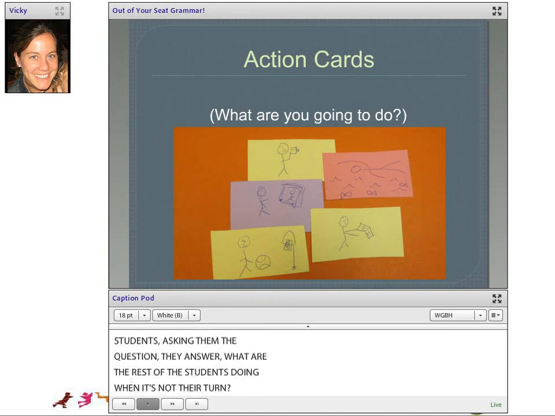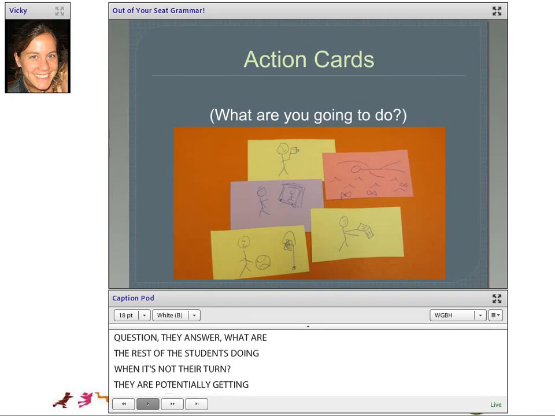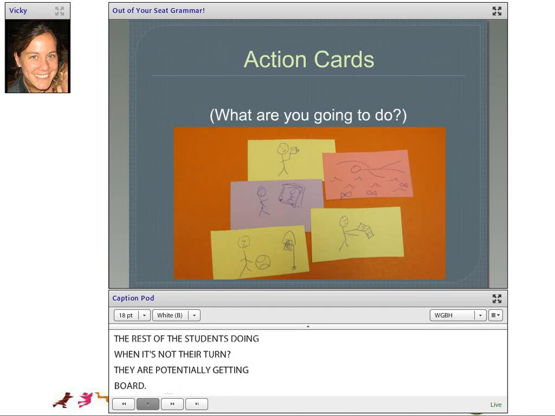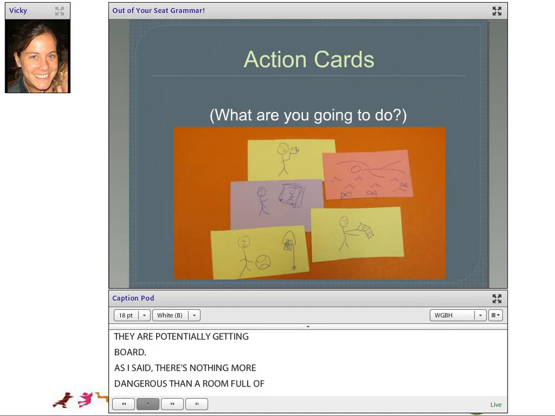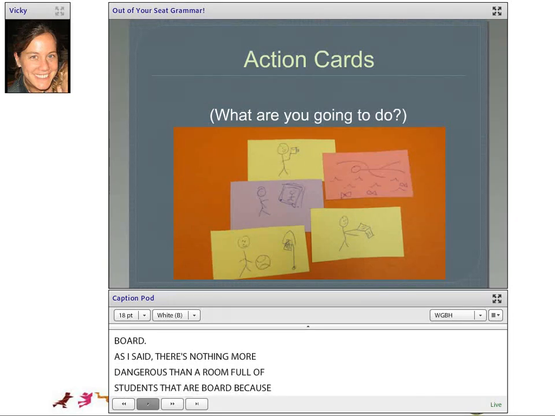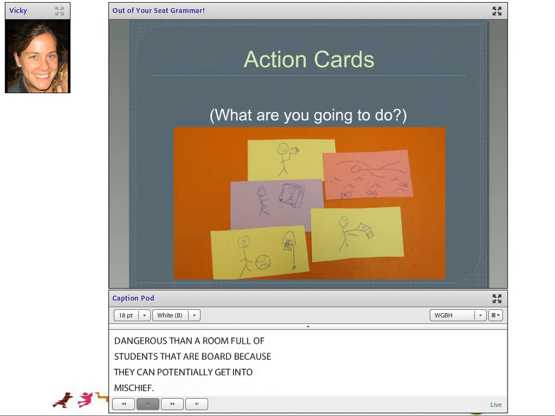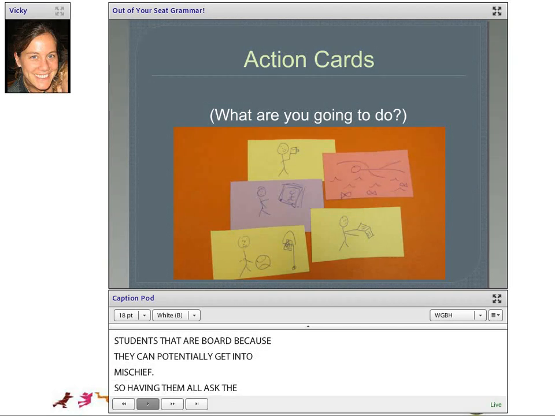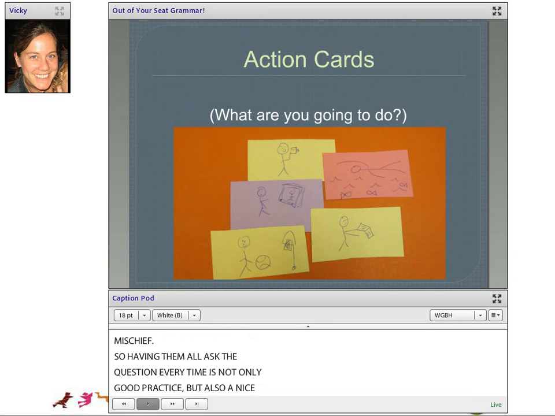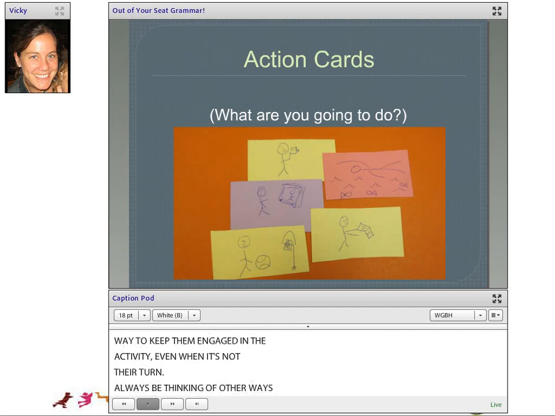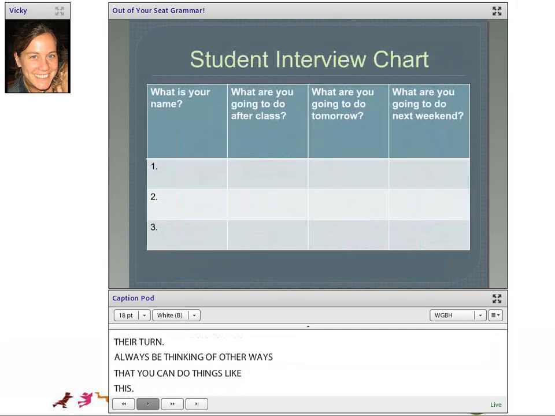They are potentially getting bored. And as I said, there's nothing more dangerous than a room full of students who are bored because they can potentially get into mischief. So having them all ask the question every single time is not only good practice, but also a nice way to keep them engaged in the activity even when it's not their turn. Always be thinking of other ways that you can do things like this to keep everybody engaged.